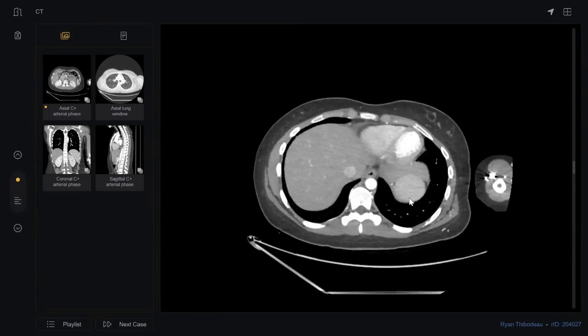I would also like to see, if available, the images of the brain, involving the temporal arteries, just to exclude whether it is affecting the intracranial vessels as well.